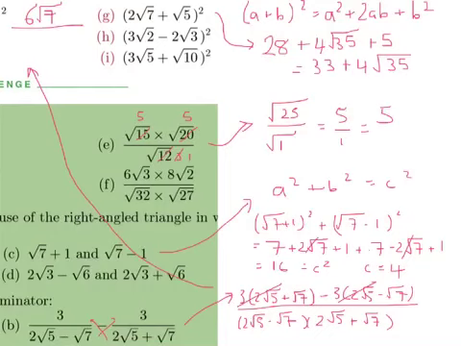The bottom is going to be, well, 2 root 5 squared. 2 squared is 4, root 5 squared is 5, 4 times 5 is 20, minus root 7 squared, which is 7. So our final answer is 6 root 7 over 13. Now notice that we've got an irrational denominator, and we'll work on that next time.